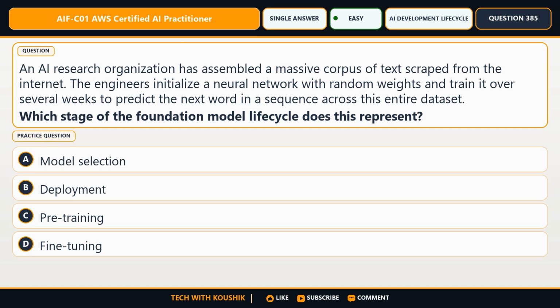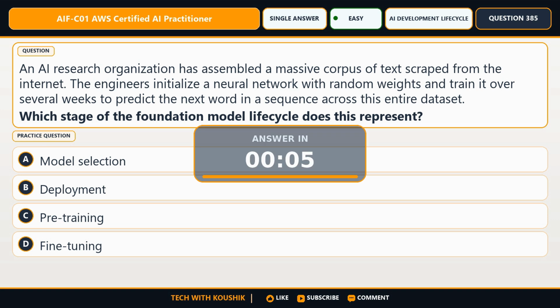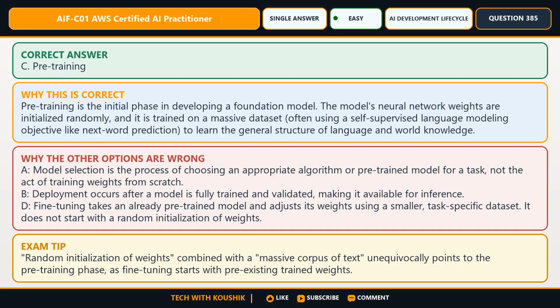Eliminate every option that violates even one requirement. Next, option A, model selection. Next, option B, deployment. Next, option C, pre-training. Next, option D, fine-tuning. The best answer is C, pre-training.